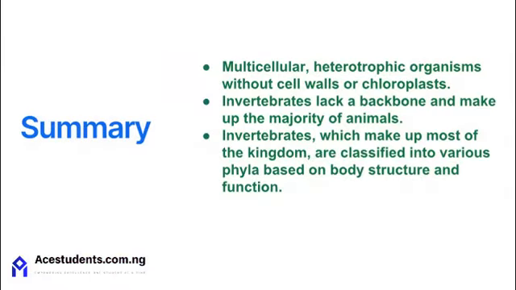Kingdom Animalia consists of multicellular, heterotrophic organisms that lack cell walls. Invertebrates, which make up most of the kingdom, are classified into various phyla based on body structure and function. From simple sponges to complex arthropods, each group has unique adaptations that support survival in diverse environments. Understanding these classifications highlights the vast diversity and ecological importance of invertebrates.